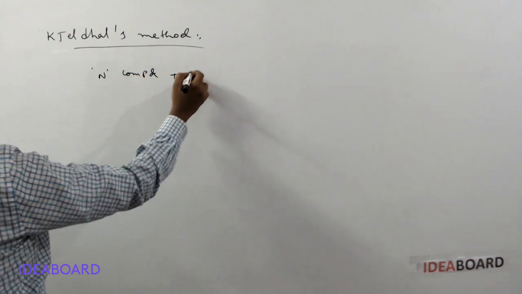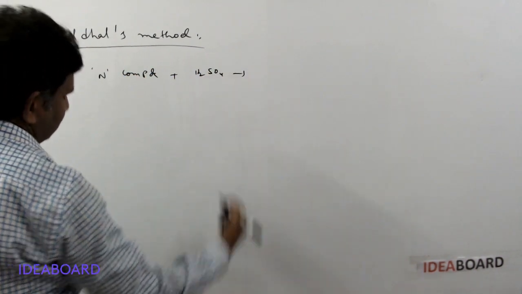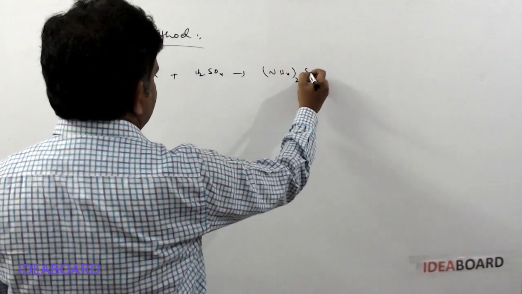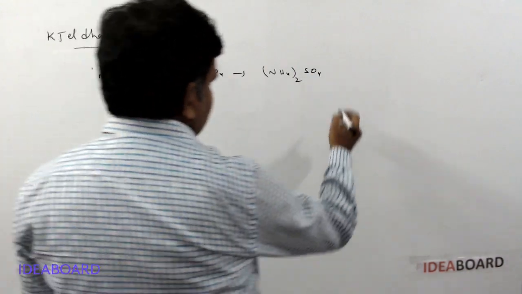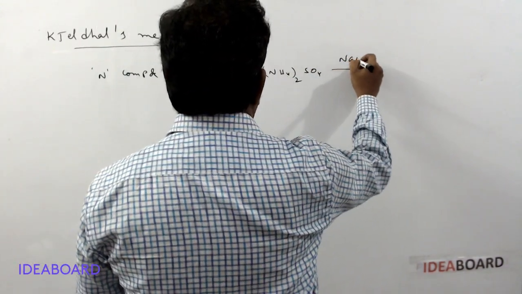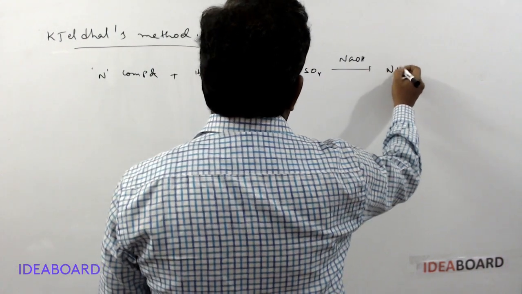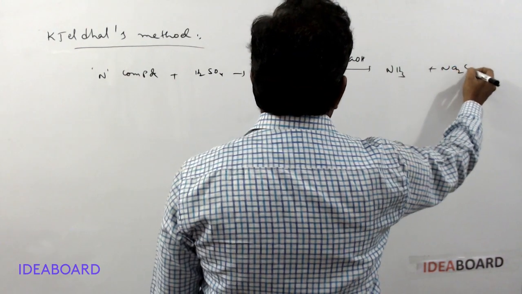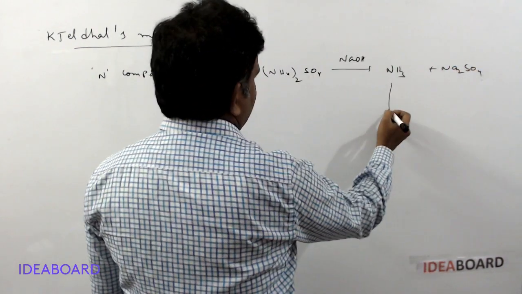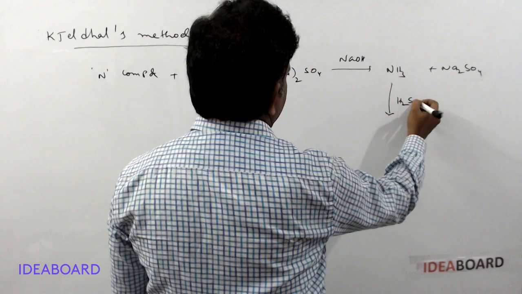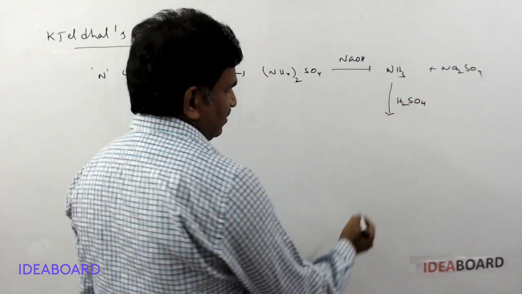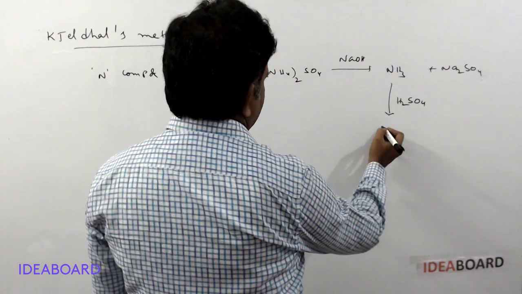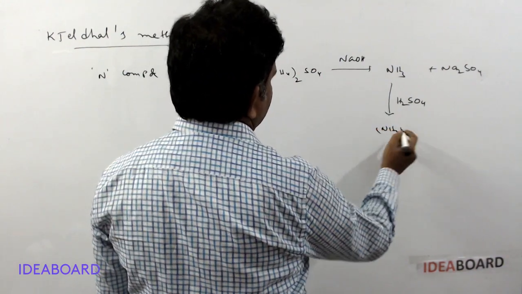compound is first treated with sulfuric acid, and then the compound is completely converted into ammonium sulfate. This ammonium sulfate is digested with sodium hydroxide, then this is converted completely into ammonia plus sodium sulfate, or whatever it may be you are getting, okay. This ammonia is treated with a standard solution of sulfuric acid, then how much ammonia is formed is estimated. So again it is forming ammonium sulfate, okay.